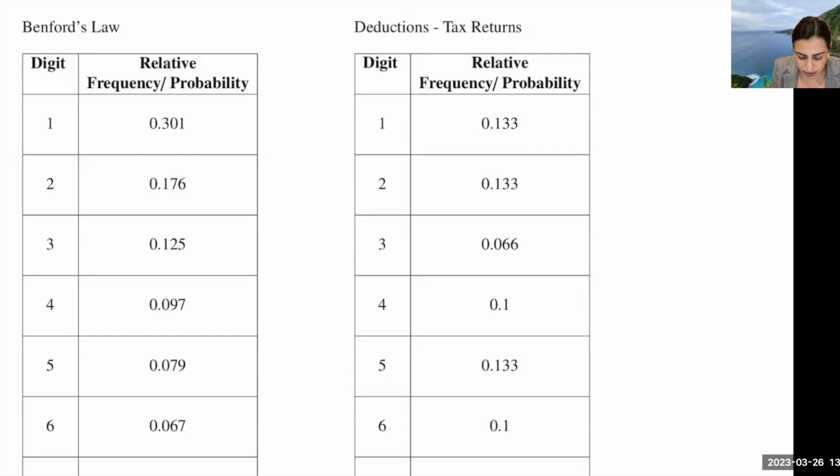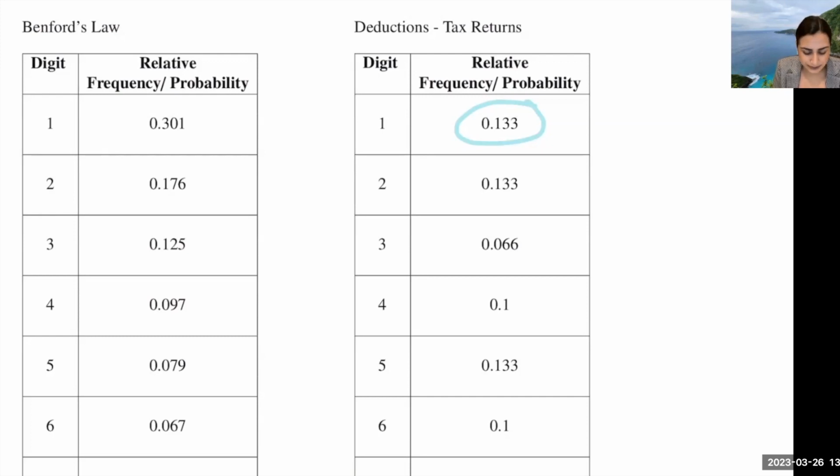Look at Roger's. In Roger's tax returns, all those amounts that he wrote down and listed as deductions, 13.3% start with the 1. So that one is a little suspicious already. It's like 1/3 of the amount that it should be. So that's a little sus. Let's check the other ones. For the amounts that start with a digit of 2, it's not too off, so I'll let that one slide.